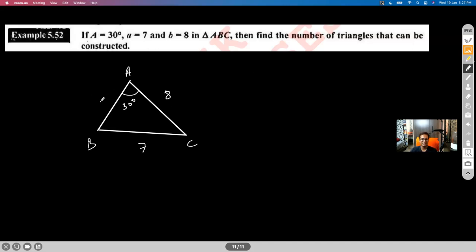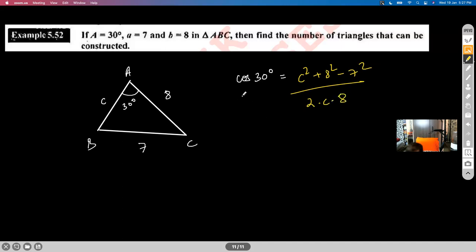No need to see, your small c is your unknown, right? So first write cos of A. So what is cos of A? Okay, let's solve for it. So cos of 60 degrees, sorry, cos of 30 degrees will be what? (c square plus 8 square minus 7 square) by 2 into c into 8. Yes or no? Correct? Yes, let's solve for it. So this is going to be root 3 by 2.